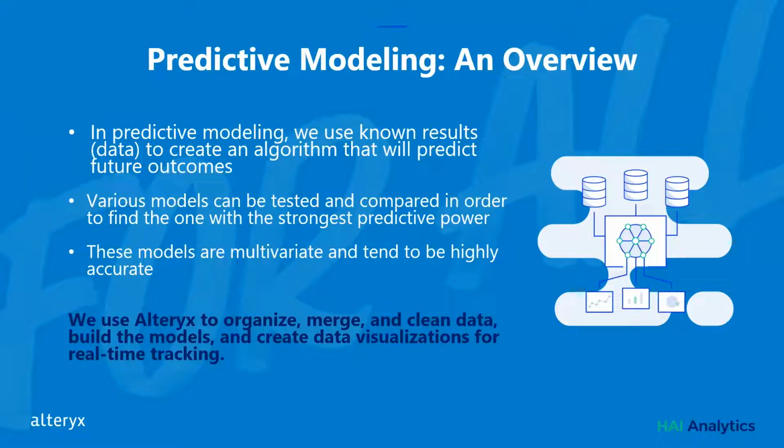For those of you who perhaps are not as familiar with predictive modeling, I just wanted to give a couple sentence overview of it. So what we're doing is we're using known results data, and we're typically building models on the prior 3 years worth of data. And we create an algorithm that will predict future outcomes. So various models can be tested. There are a lot of different types of statistical models, machine learning, other AI models. And these can be tested against each other to find the model with the strongest predictive power. All of that can be done within Alteryx. And because the models are multivariate, they tend to be highly accurate. And so we're using Alteryx to organize, merge, and clean data, build the models, and create the data visualizations for that real-time tracking. So with that, I will hand it over to Jen.